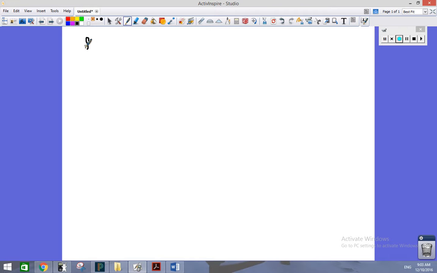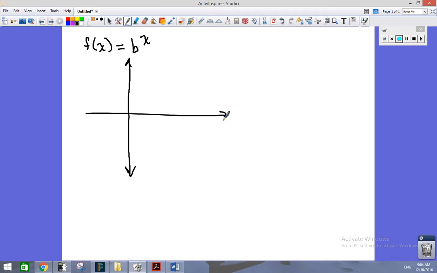If we have, from our library of functions, a basic exponential b to the x, what should we know about the general shape of this graph? The general shape, oops, I started drawing a logarithm. It looks like this if the base is greater than 1. And it'll have a y-intercept of 1. It will have a horizontal asymptote of y equals 0.